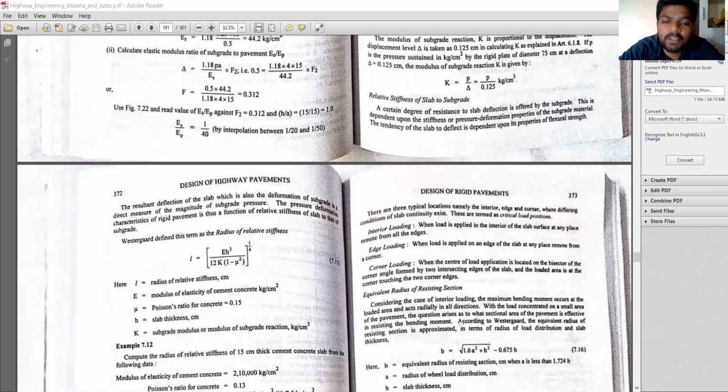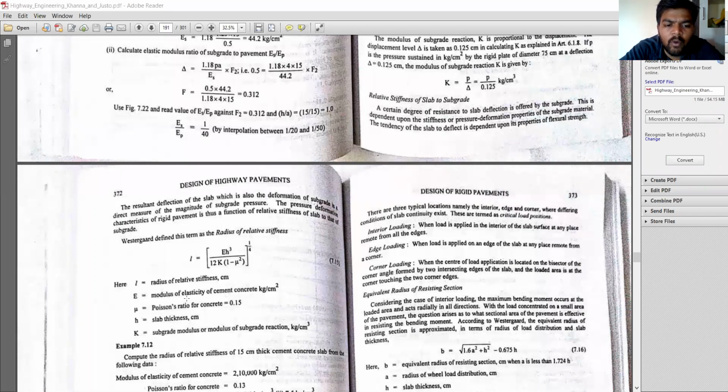Hence the relative stiffness can be calculated for rigid pavement construction, given by the formula L is equal to (E H cube upon 12 K (1 minus mu square)) whole raised to 1 by 4. Here L is the radius of relative stiffness and E is the modulus of elasticity of cement concrete, not a soil material, not an aggregate, given in kg per centimeter square.